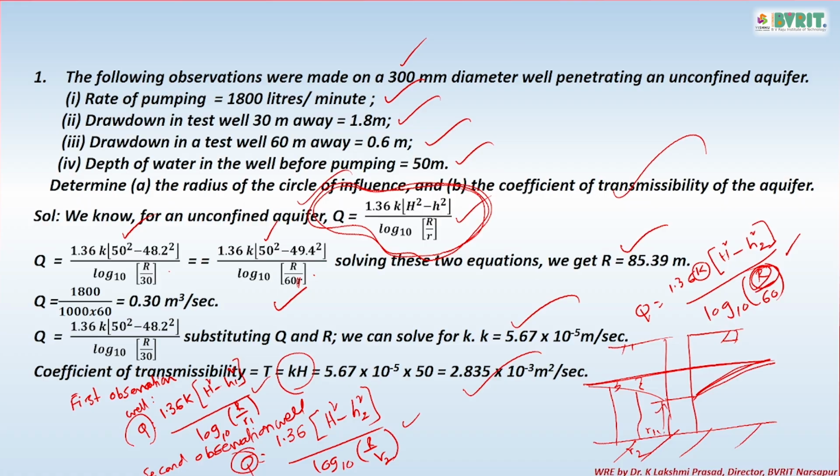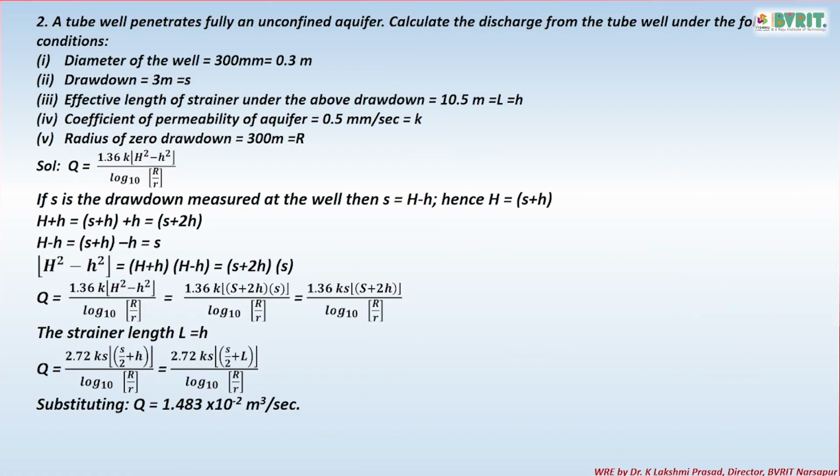So kindly remember how I have done this, because by equating these two, the K value will be eliminated. So only R is there. So find out R. Once R is found, then use the equation and find out what K is. Once K is found, you can find out transmissibility. Another problem we will also look into.